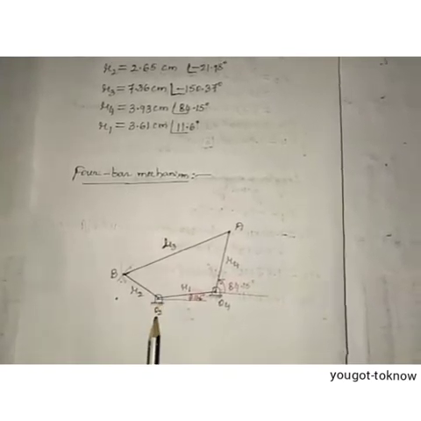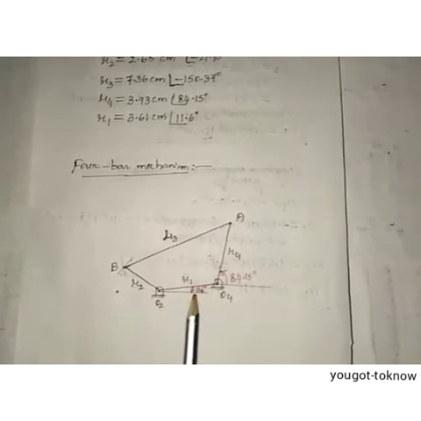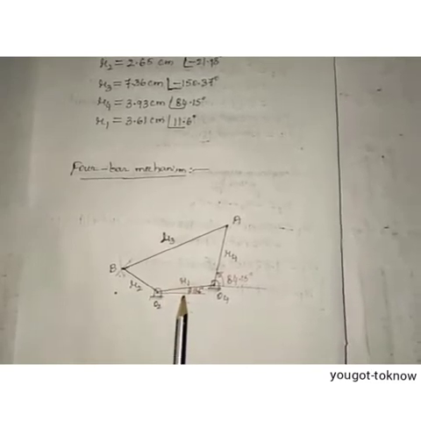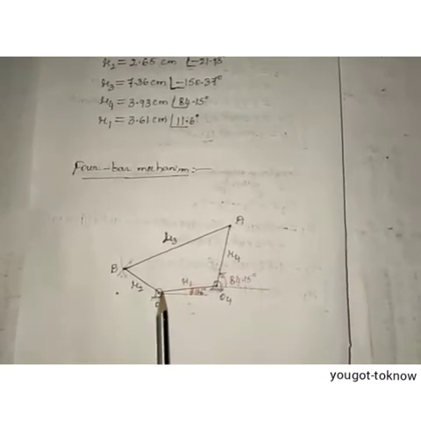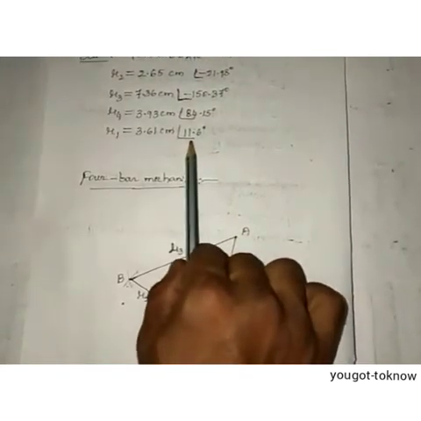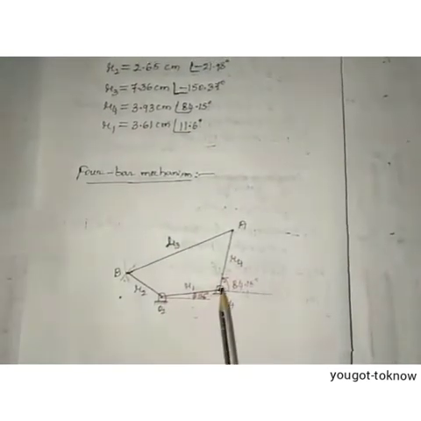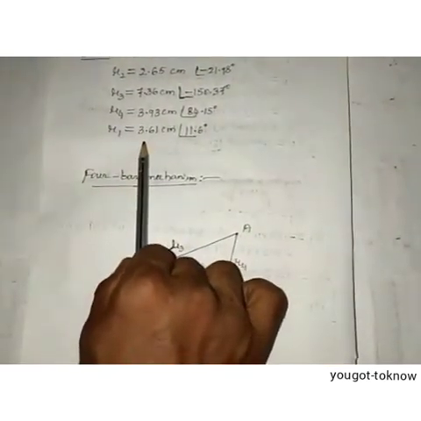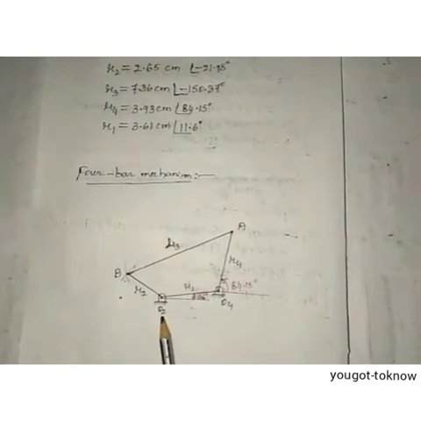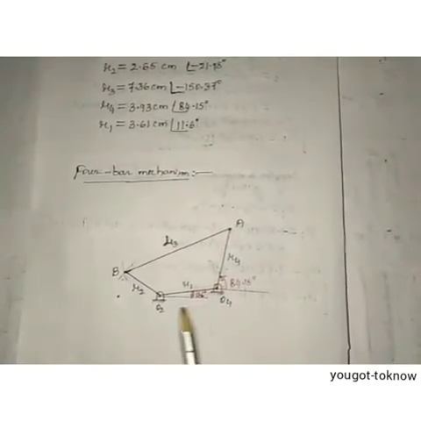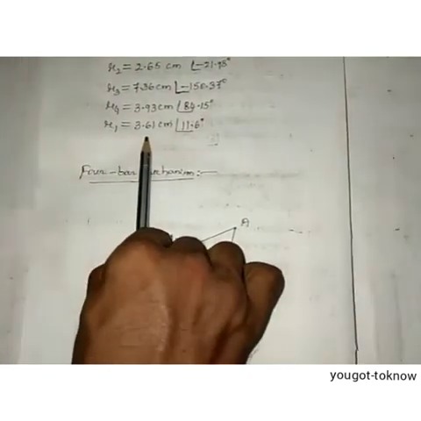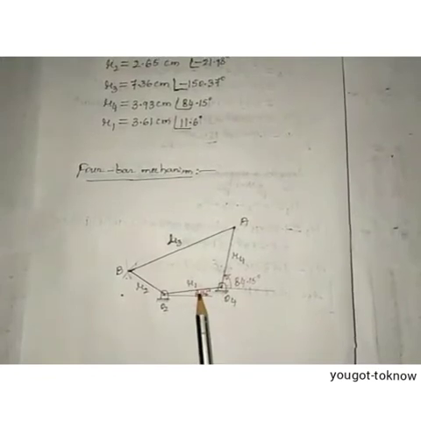Through O2, draw a line horizontally. This is the reference line. Then with O2 as the center, with reference to this horizontal, in counterclockwise, draw a line at an angle of 11.6 degrees, that is equal to the angular position of R1. Then along this path, mark the length of R1. After marking the length of R1 from R2, then we get R4. Then the distance from O2 to O4 is equal to 3.61 centimeter. So this is the frame of this mechanism.